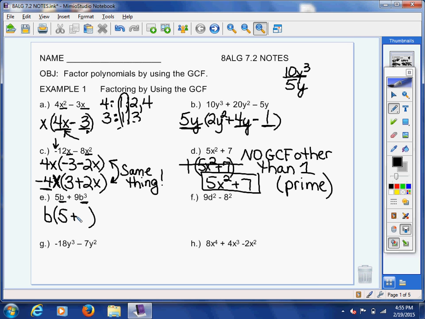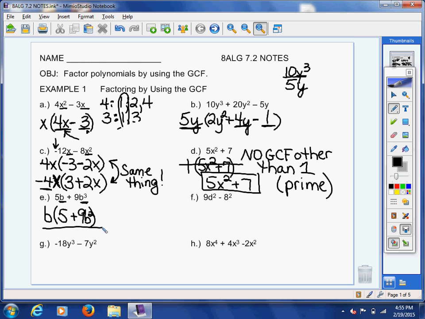Drop down your plus sign. b times what is 9b cubed? 9b squared. Why? Because b times b squared is b cubed. We didn't change the 9. What we were doing was changing the b's because we pulled the b out. And that's as good as it gets right here. That's your factored answer when you pull out a GCF.